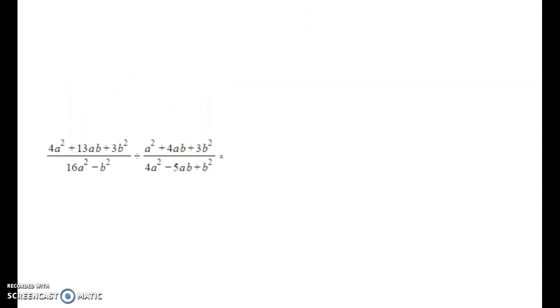All right, so this problem comes from 5.2, and it asks to divide these rational expressions. But in order to divide the rational expressions, we have to be very comfortable with factoring. So let's pull this to the side for a minute, and let's look at some factoring problems.